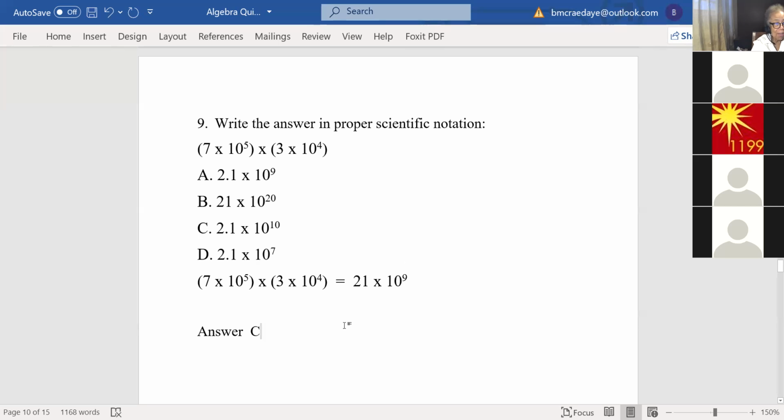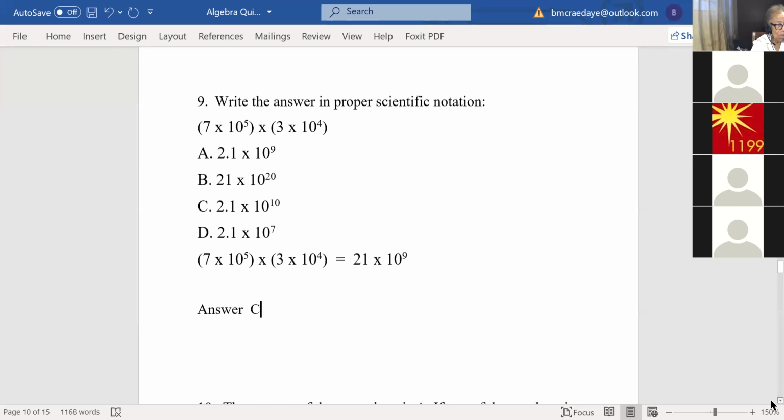10 to the 9. Okay. See, if you make this bigger, you're going to decrease the exponent. If you make it smaller, you're going to increase the exponent. That's why the answer is C. I said B, I must have misread that one. Okay, so we'll continue.